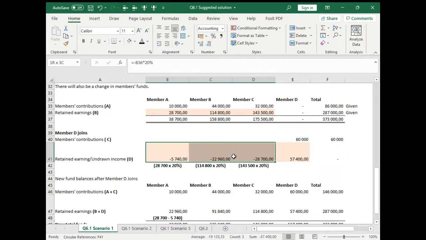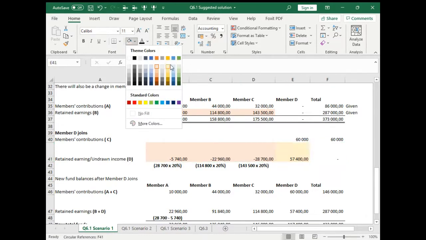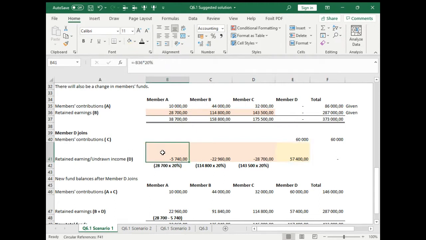The only movement is, let me then just color code it differently here. So if I add the 5,740, the 22,960, and the 28,700, then you get to, let me just move this. Then you'll see there at the bottom it shows it's 57,400, which is the 57,400 here. So it's whatever's to the left of it, just add it together. And that's why the net movement, if we look at that line item, is 0, because we haven't actually increased retained earnings. We've just allocated from member A, B, and C to member D.